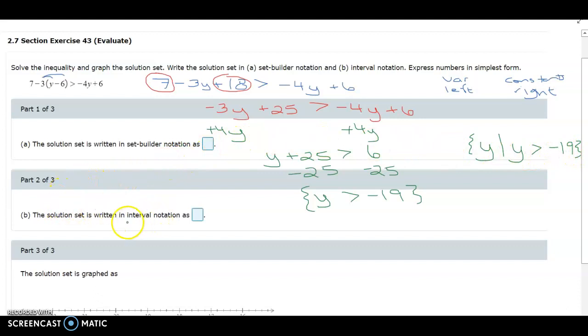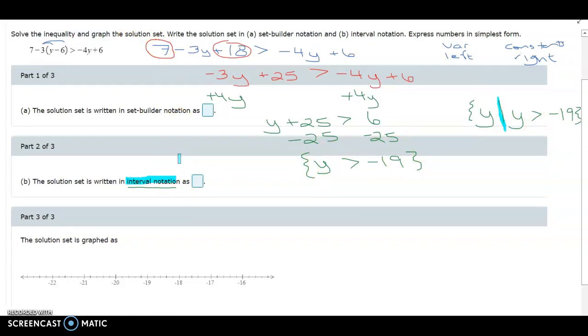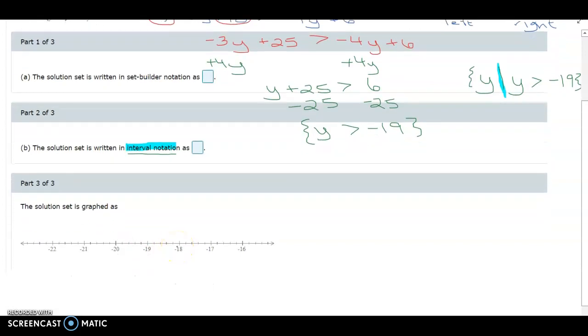The solution set in interval notation, and it's really important to watch which notation. There's interval and there's set builder. So set builder has this vertical line thing with the variable in front and then the expression or the inequality. Interval notation is least to greatest, and sometimes, at least for me, it helps to graph it first.